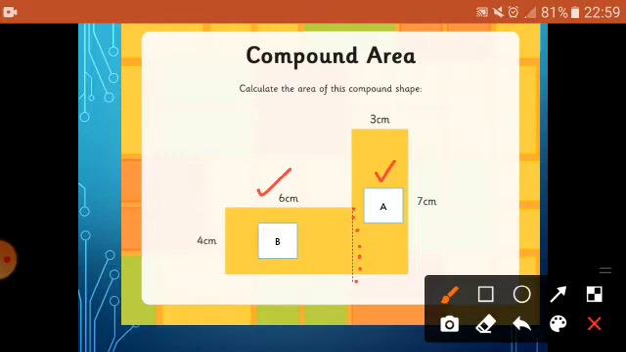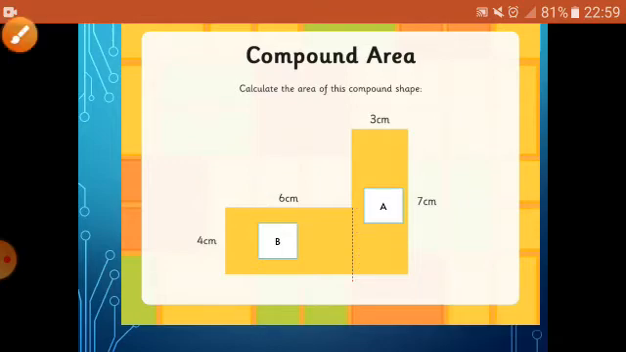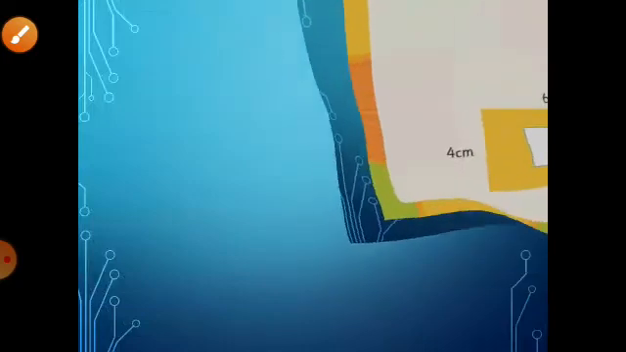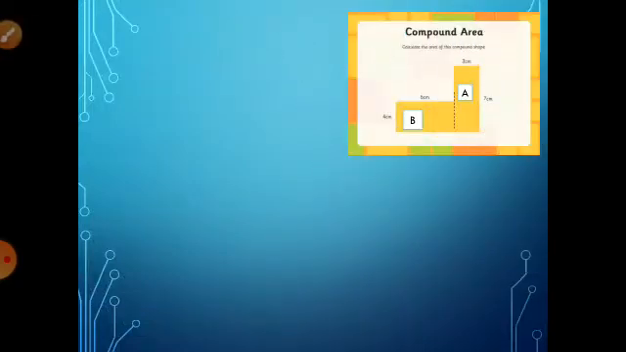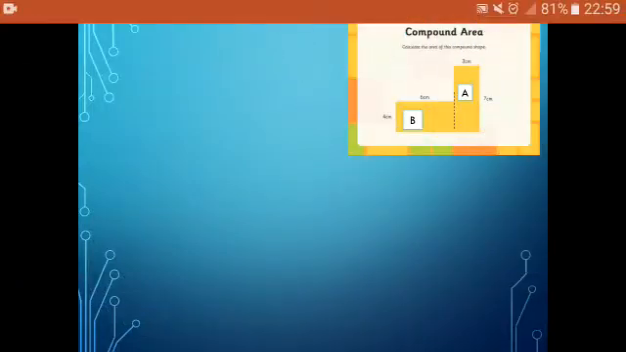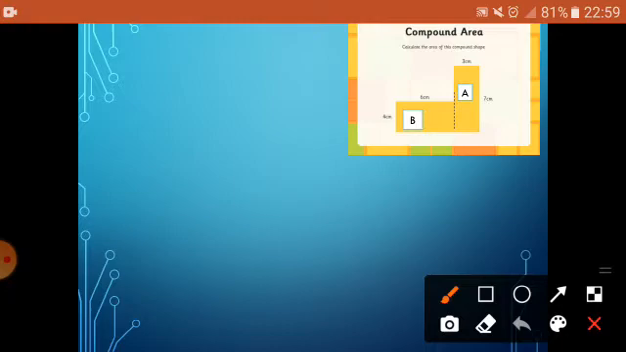So I hope you understand this, how to break a shape into 2 parts, or 3 parts. It's according to the need of the question. So here is the shape. Let's start calculation. Since I gave the name A, I'll use the name A.